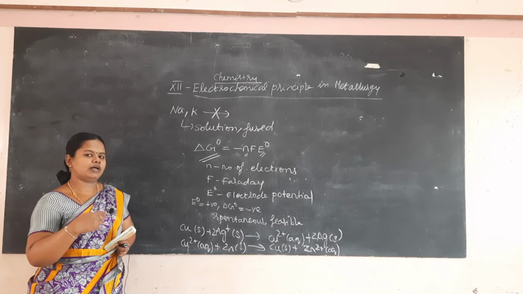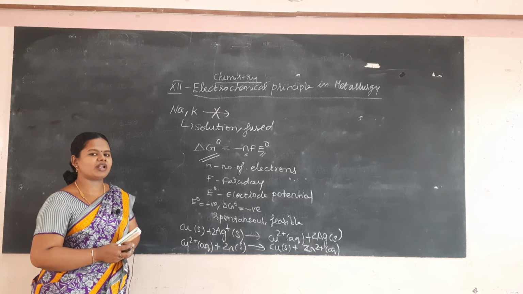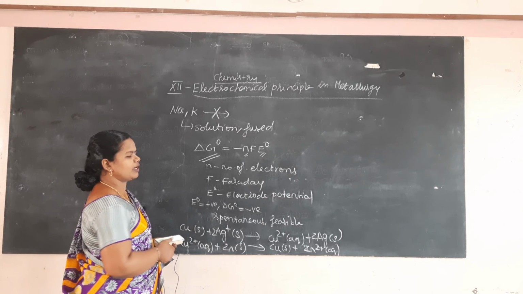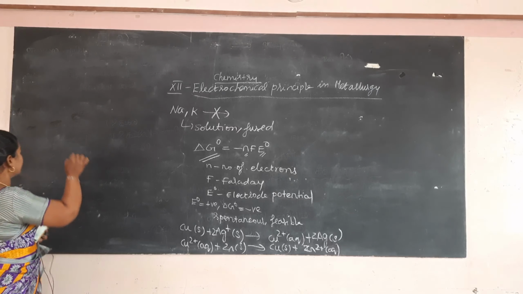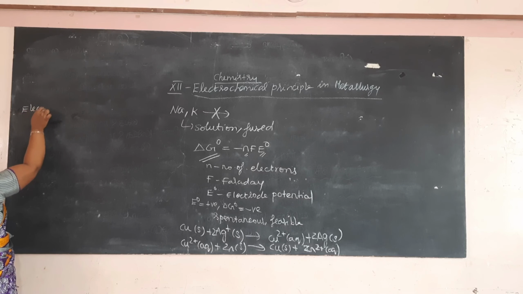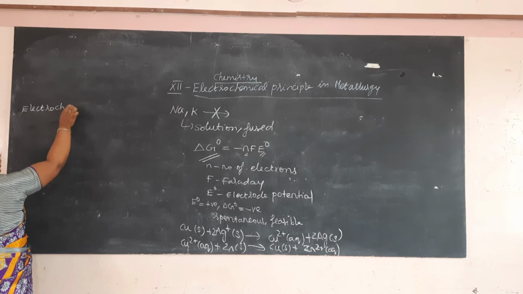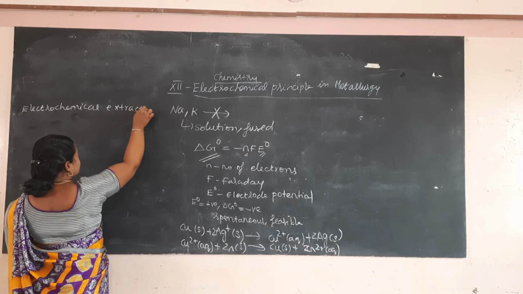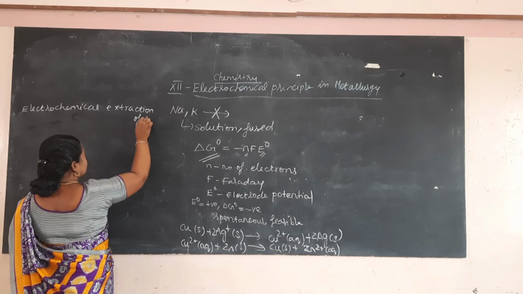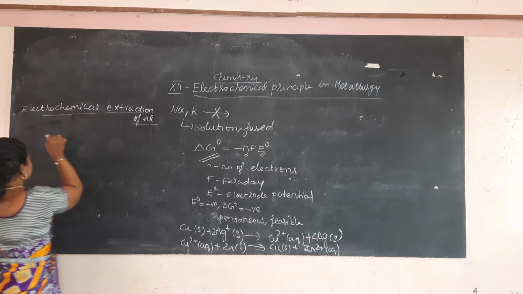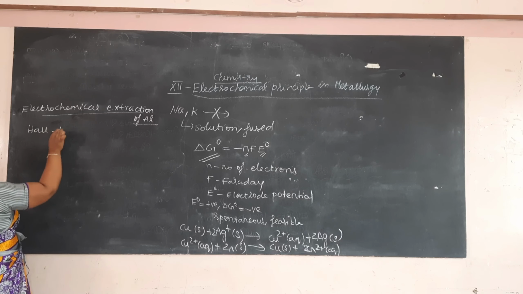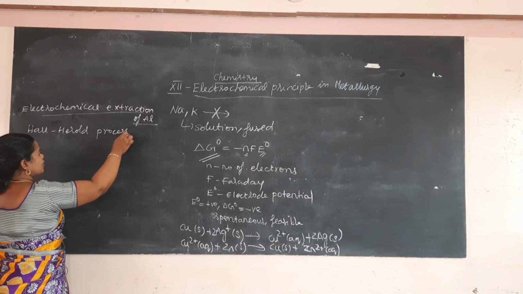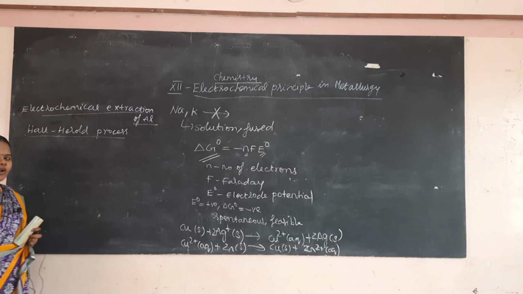Now we will see one other chemical reaction, that is the electrochemical extraction of aluminium using the Hall-Héroult process. It is a very important naming reaction. Electrochemical extraction of aluminium, or the Hall-Héroult process.